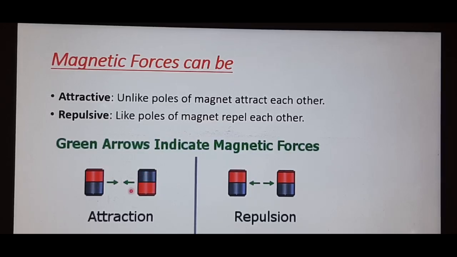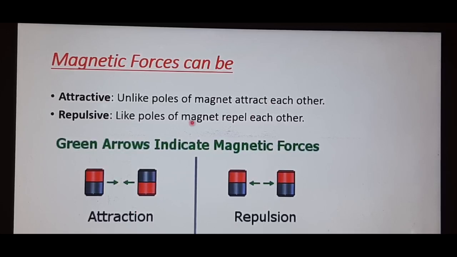See, I have just arranged this in a position such that unlike poles are facing each other, which means they will attract each other. And where I have placed like poles towards each other, north pole, north pole, they will repel each other, which means they will start moving away from each other, and in case of unlike poles, they will move towards each other. So this you just have to remember.